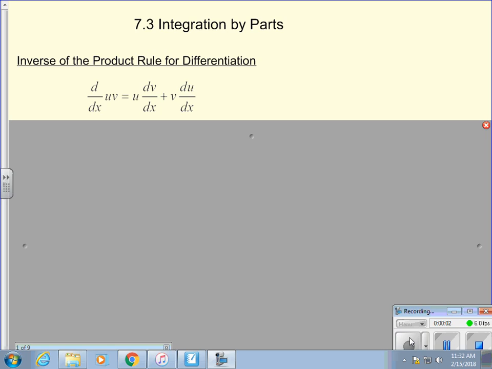Integration by parts. Integration by parts is not required for AP. I do it at this time for a couple of reasons. One, I like it, and I'm going to teach something that I like within the subject matter. Two, this is the perfect time to introduce it to you. It fits in with what we're doing at this time.